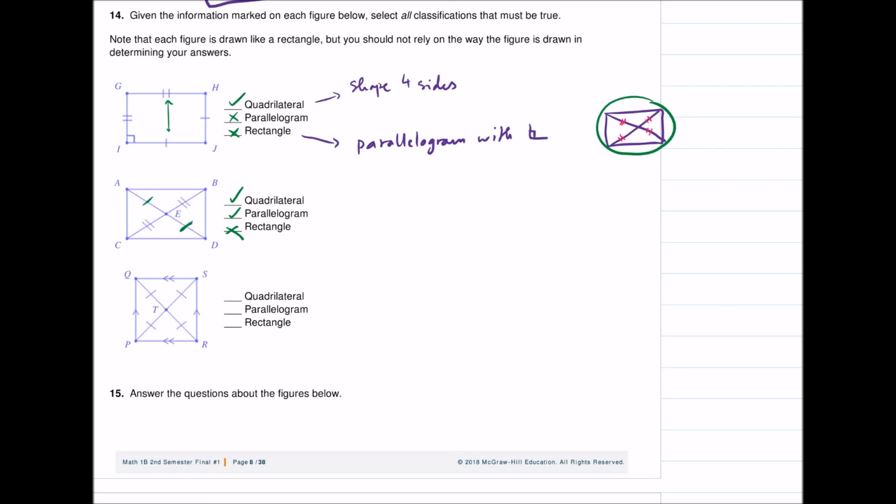The next one, quadrilateral, yes. Parallelogram, yes, because opposite sides are parallel to each other. Okay, and rectangle because all fragments of the diagonals are equal to each other.